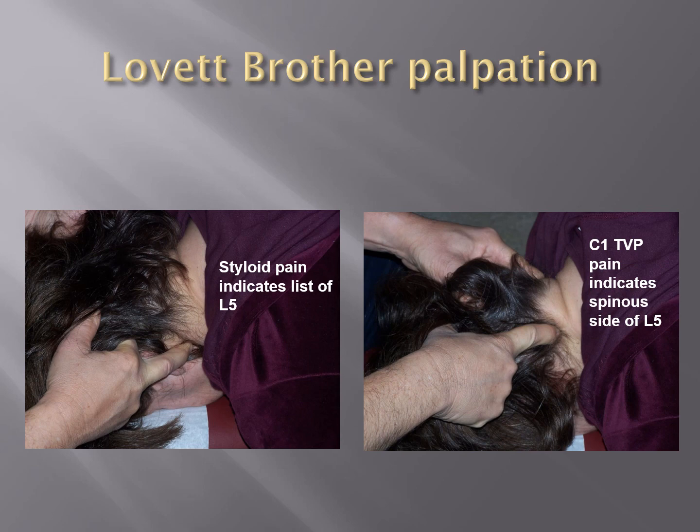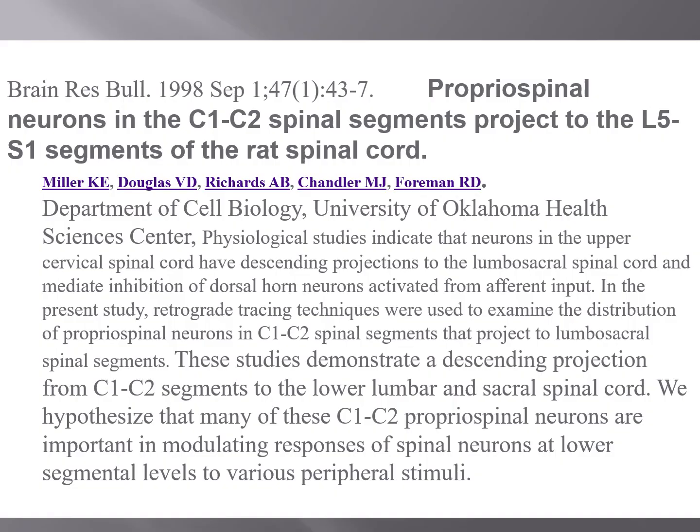So I'm showing the styloid pain indicates listing or inferiority, tippage of L5, and the C1 transverse process pain indicates that that's the side that L5 spinous has moved to. So in this case, that's the left side of the patient. We'd have PL if it was more painful on that side.